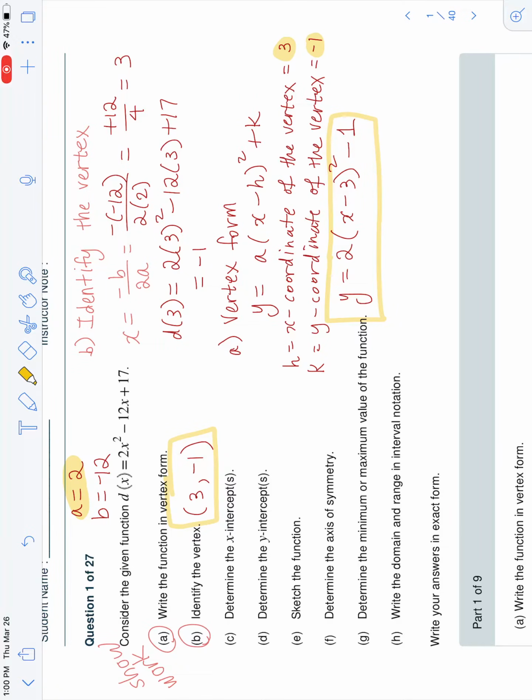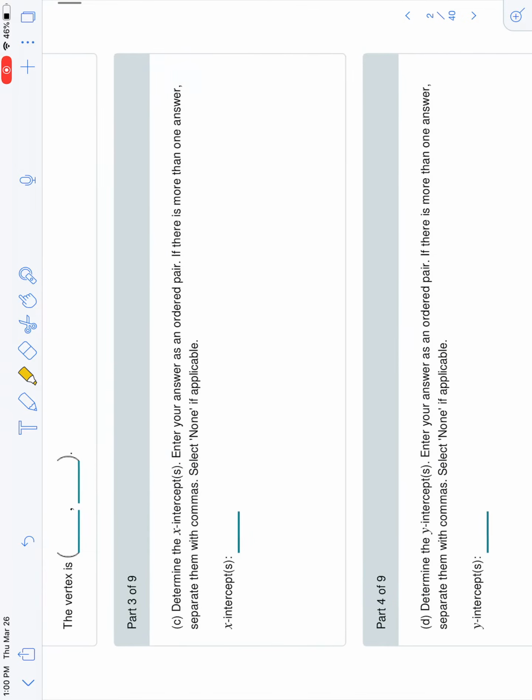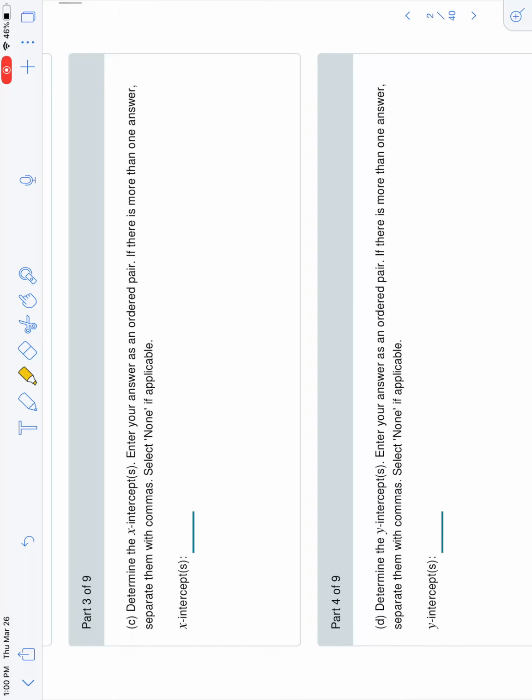I'm going to go ahead and just take a quick picture of this equation, D of x equals 2x squared, on my phone. Okay. So I'm going to go ahead and go to the second page, or maybe the third page. No, it's the second page.